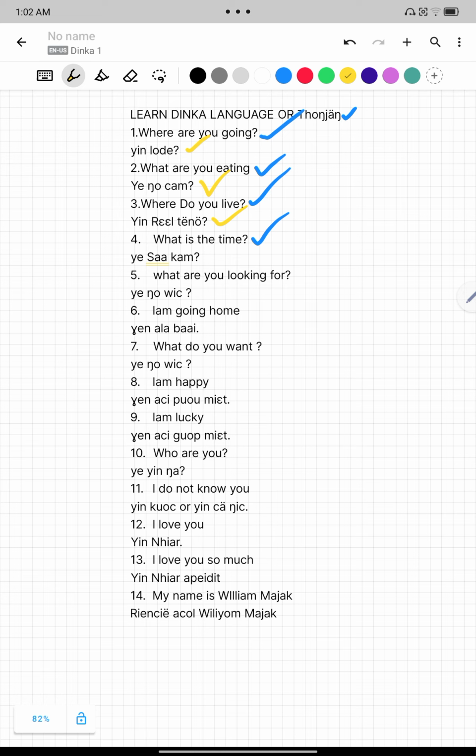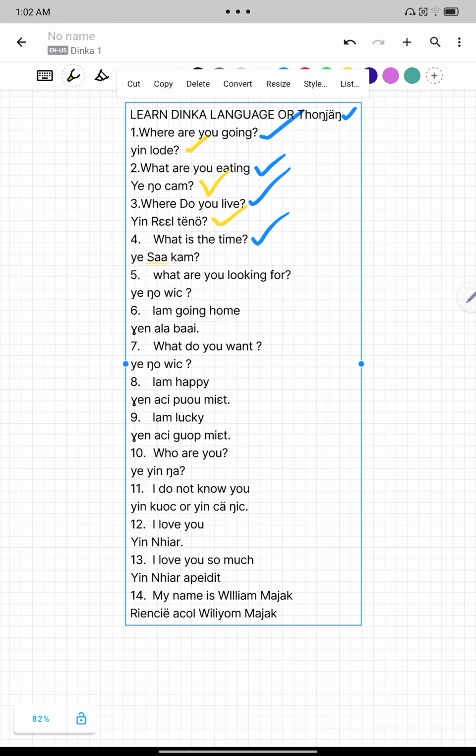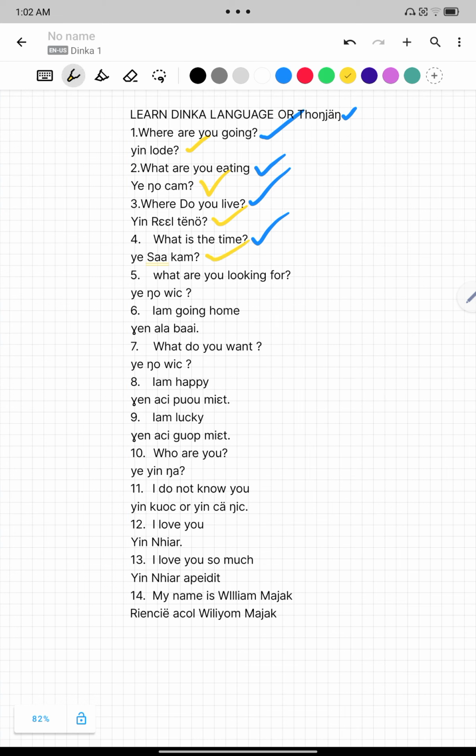In Dinka, we borrow this word from Arabic. It's the Arabic word sah, and sah means time. Like Swahili used to borrow a lot of words from Arabic, that's how we do it in Dinka. But there is a real Dinka word for time, and the only word I know is this one. Yesakam means what is the time?